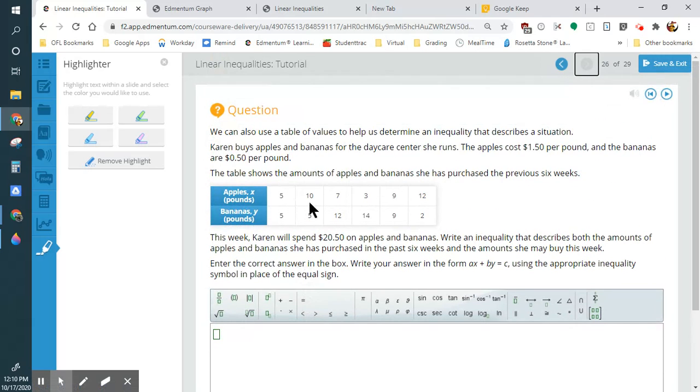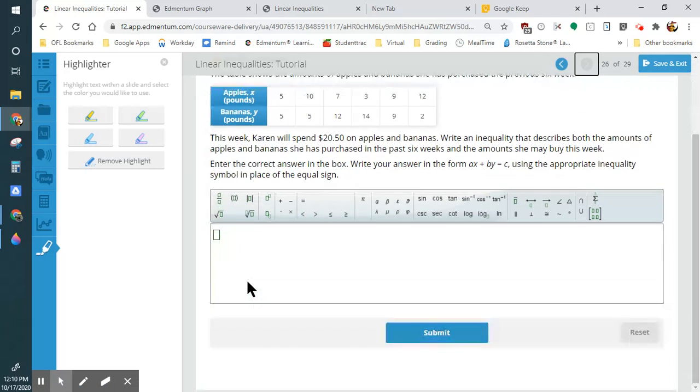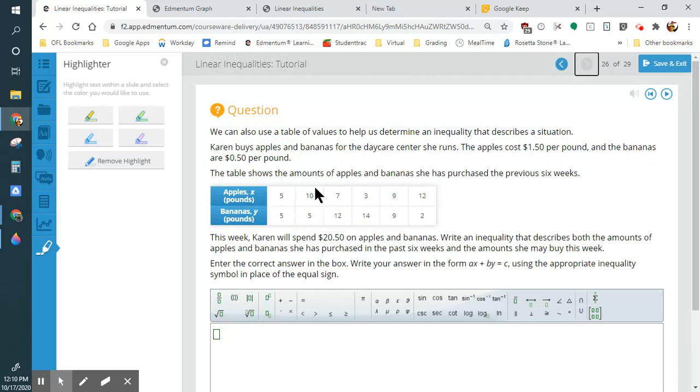All right, so let's get going with this. This is saying Karen is spending money on apples. So let's start highlighting it. Apples cost this much. Bananas, you know what, let me switch it up because I want bananas to be yellow. We'll have green apples and yellow bananas. Let's go with that.